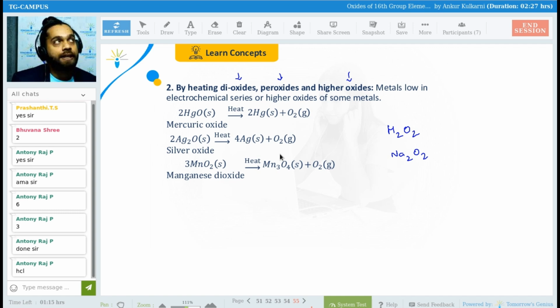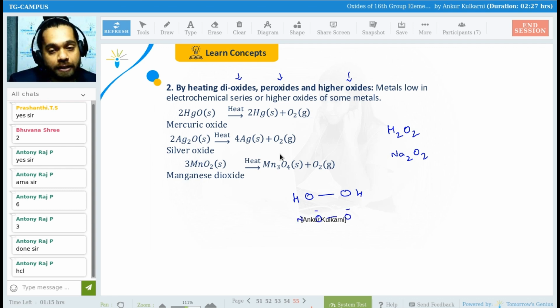Each atom will be linked to oxygen atom. Not exactly. Peroxide means what? Your O, O linkage, O single bond O. For example, if I have H2O2, it is H-O-O-H. If I have sodium peroxide, O minus minus with Na plus Na plus. So this O-O linkage, write it down, we call it the peroxide linkage.